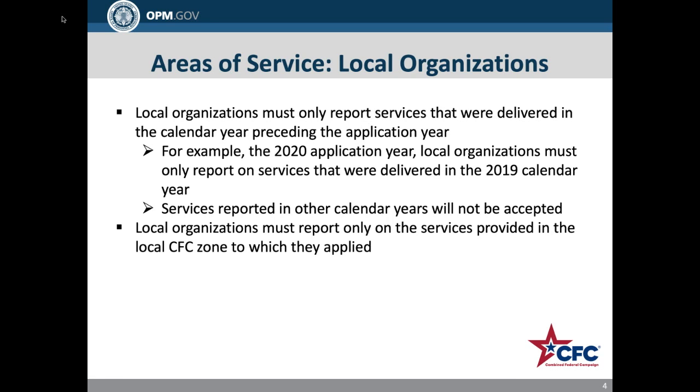The reported services must have occurred in the local zone to which the charity is submitting its application. Local organizations must only report services that were delivered in the calendar year preceding the application year. For example, for the 2020 application year, local organizations must only report on services that were delivered in the 2019 calendar year. Services reported in other calendar years will not be accepted. Local organizations must report only on the services provided in the local CFC zone to which they applied.